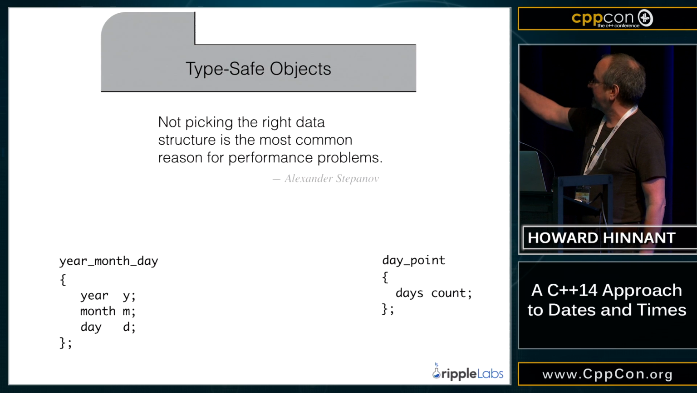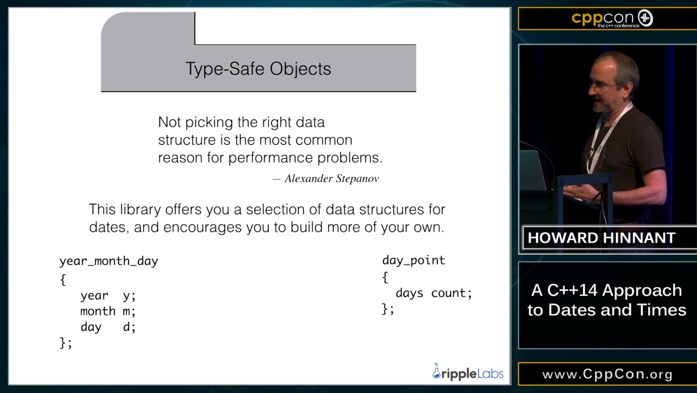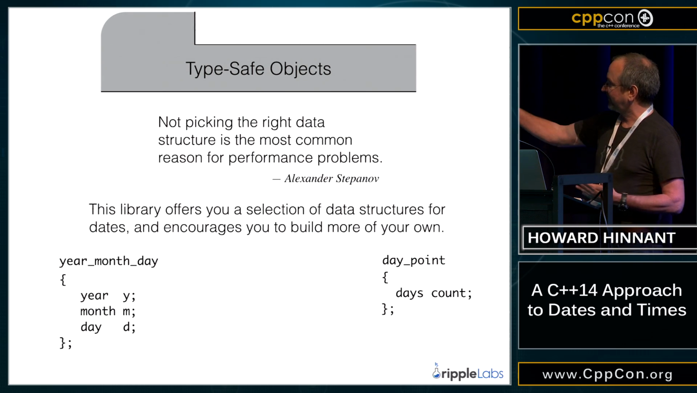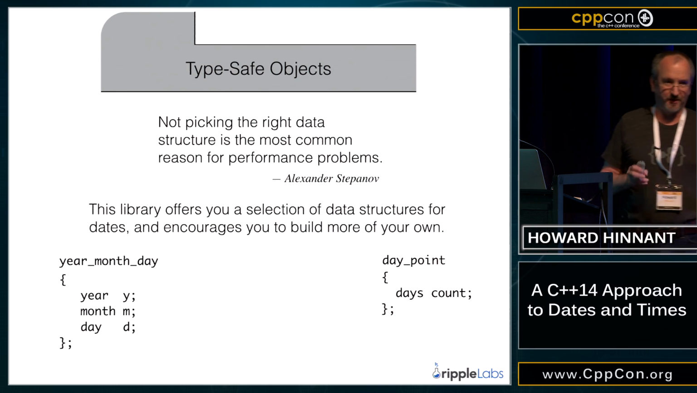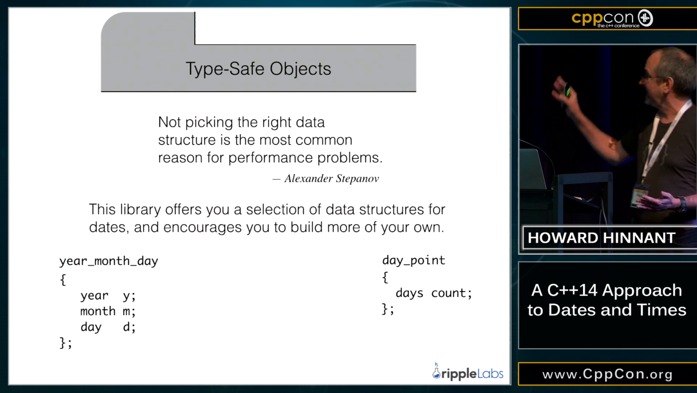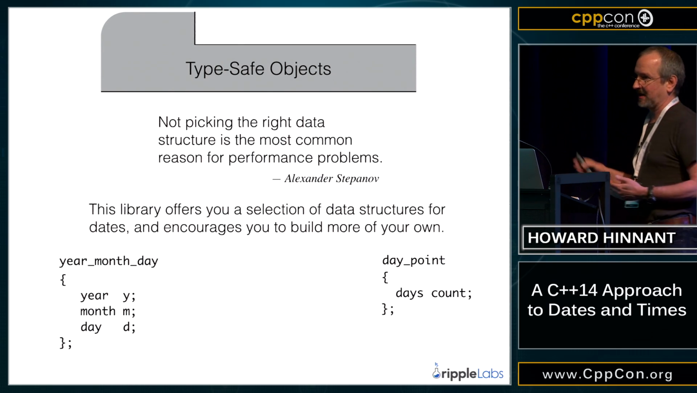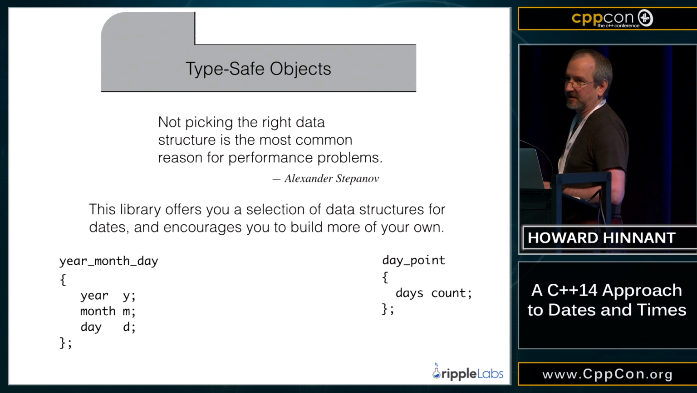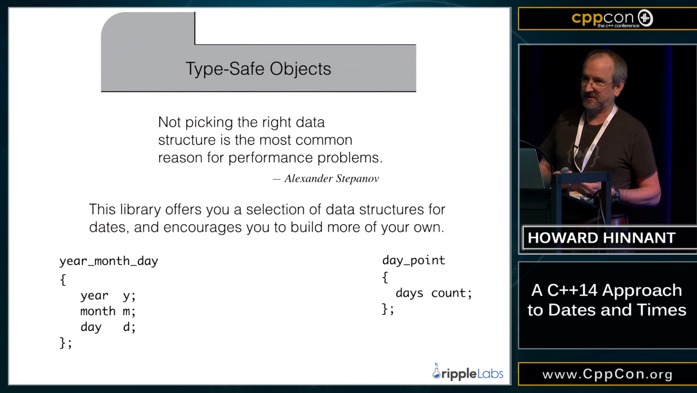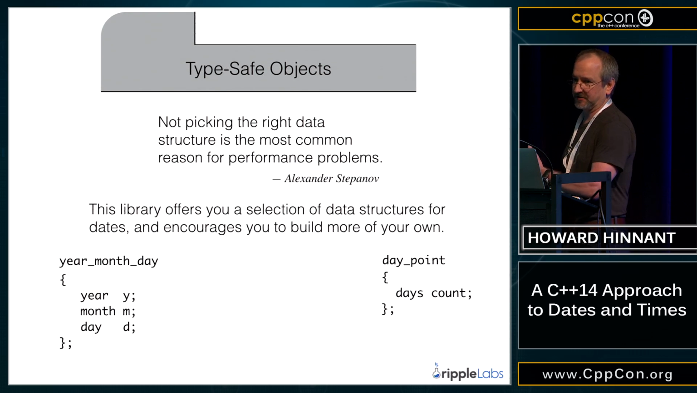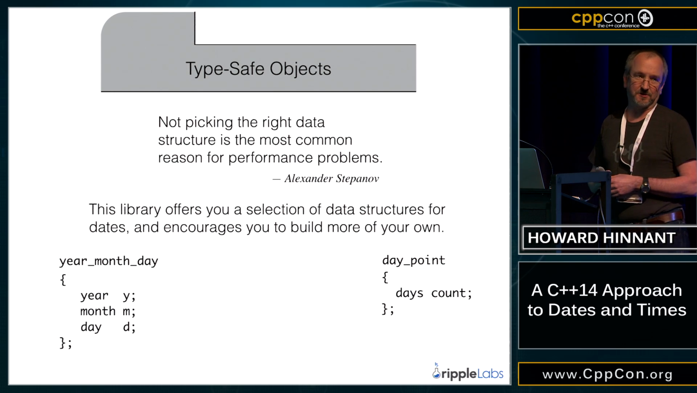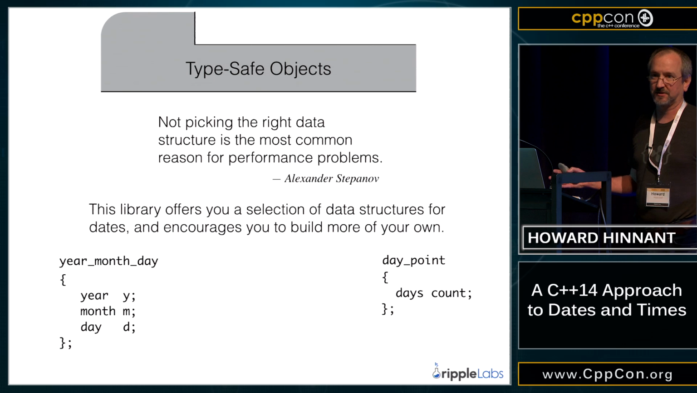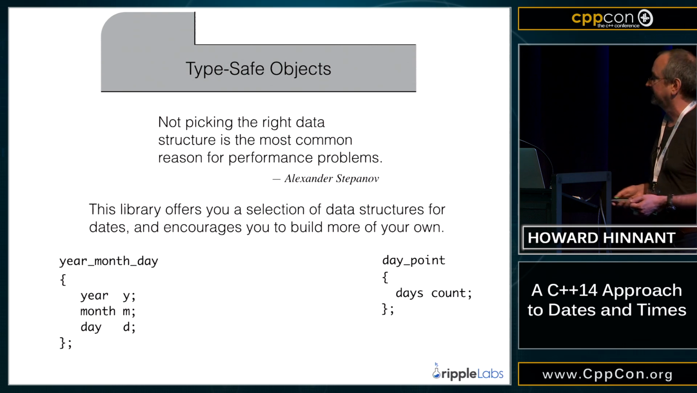Year_month_day and day_point are probably the 2 most important types in this library. As I said before, year_month_day is just a simple thing that holds 3 integers. That's what it's good at. It's all it does. And day_point is our serial-based time point. All it does is hold a simple count of days since the epoch. The epoch in this case is the same epoch as your chrono system clock, which is unspecified, but the de facto standard on that is everybody's counting non-leap seconds since January 1st, 1970.